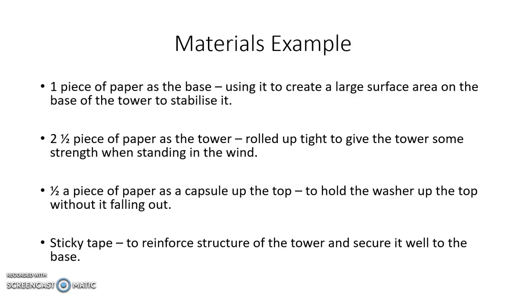You're going to use 2.5 pieces of paper as a tower, rolled up really tight to give the tower some extra strength when standing in the wind. You might use half a piece of paper as a capsule at the top to hold the washer up the top without it falling out. And you use sticky tape to reinforce the structure of the tower and secure it well to the base. Okay, so do you see how for this tower example, I have said what I'm using and specifically how I'm using it and why that will be effective.